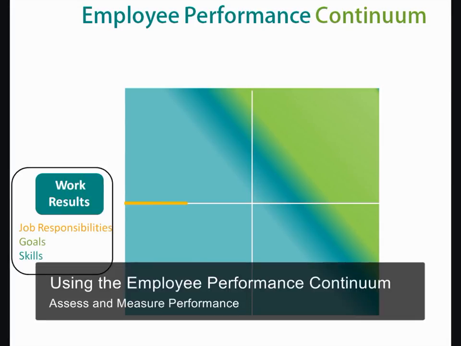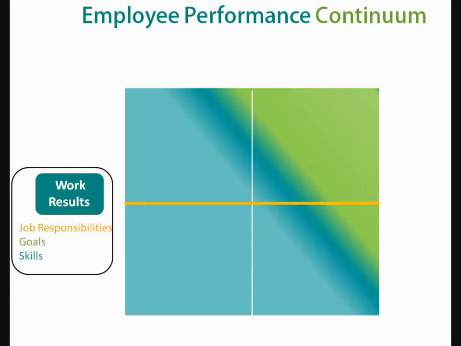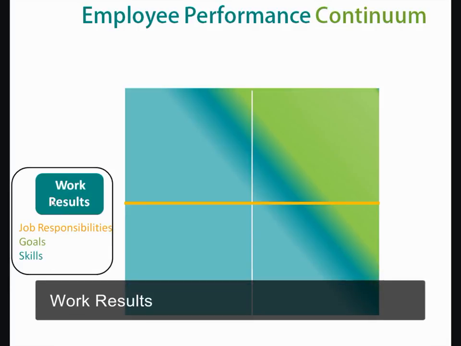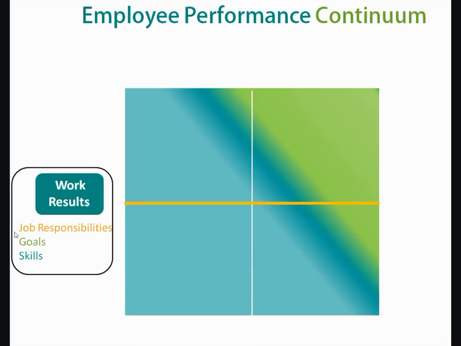I want to share with you the Employee Performance Continuum and how to use this 2x2 model to assess and measure employee performance. On the vertical, we have work results. What is the person getting done? Are they accomplishing their job responsibilities? Are they meeting their goals? Do they have the requisite skills to get the work done?